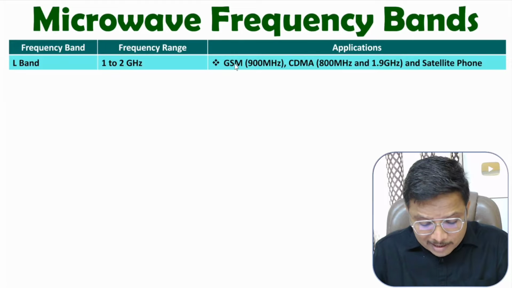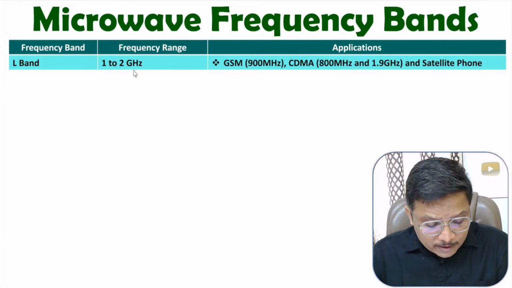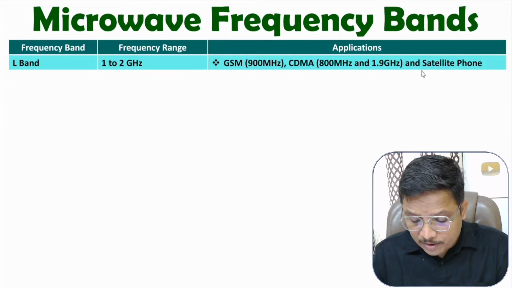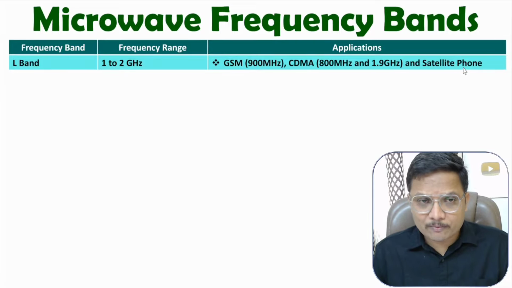With mobiles, we also communicate with CDMA technology, where the frequency bands are 800 MHz and 1.9 GHz. With this frequency range of 1 to 2 GHz, which is associated with the L band, we also have applications based on satellite phones. So that is how the L band is used with microwaves.